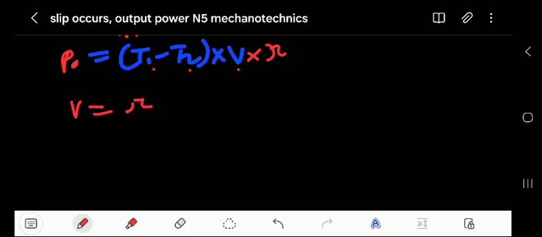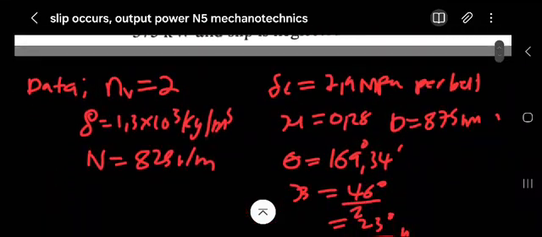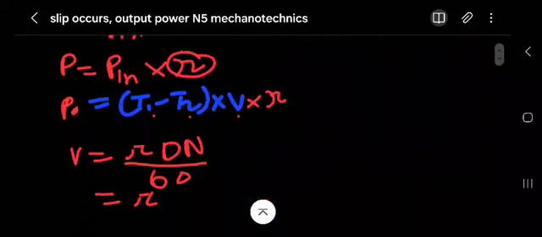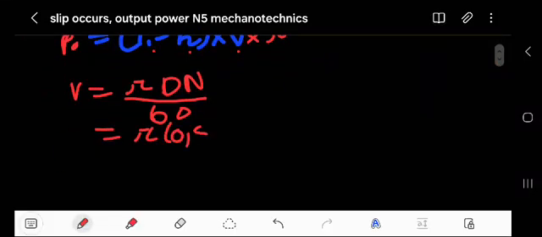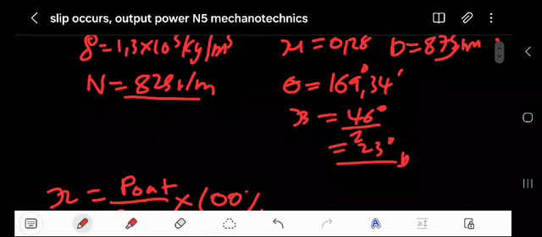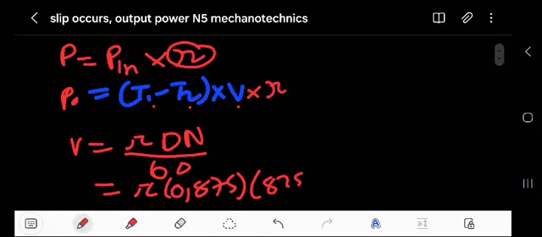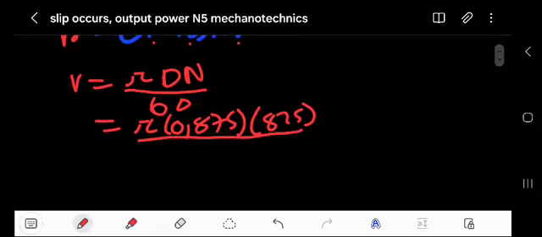Velocity is pi DN over 60. We are not given a thickness in this problem, so the diameter here is 875 millimeter. We divide that by 1000, which will be 0.875, and there we have 825 revs per minute, and we divide by 60.